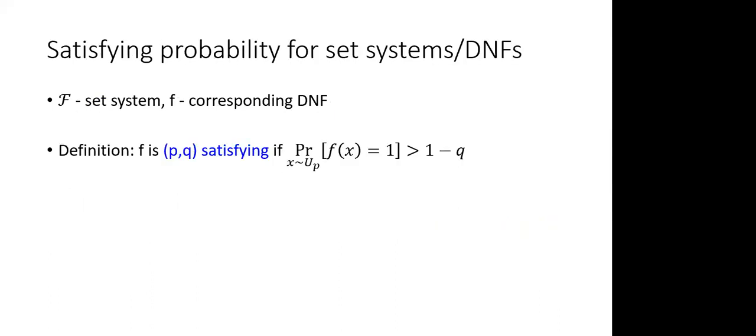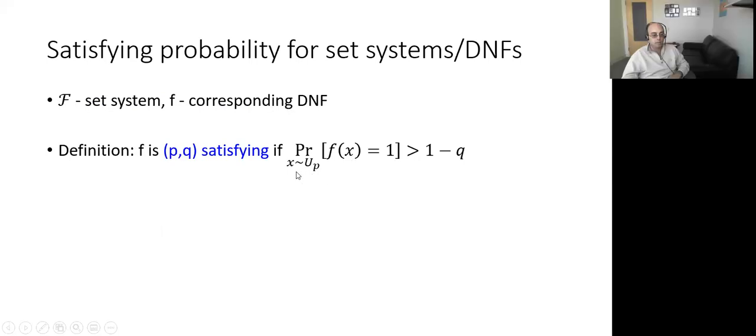So let me make one definition. It's going to be the following definition. I have a set system, which I'm going to denote always by this curly capital F. And then small f is going to be the corresponding monotone DNF for this set system. Now I'm going to say that f is (p,q)-satisfying if the following thing is true. I sample inputs from the p-bias distribution, and I ask, what's the probability it is satisfied? And that's going to be more than 1 minus q. So again, you don't have to remember this definition, I'm going to repeat it later, but it's just asking, what is the probability that the DNF is satisfied under the p-bias distribution?